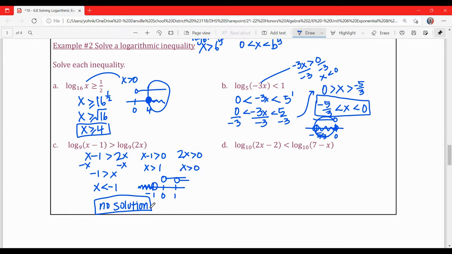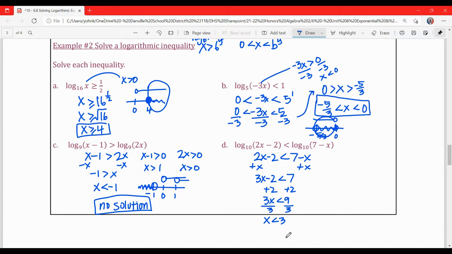If I look at letter D, log base 10 of 2x minus 2 is less than log base 10 of 7 minus x. Again, I have a log on both sides, so I can just say 2x minus 2 is less than 7 minus x. See, add x to both sides. That gives me 3x minus 2 is less than 7. Add 2. 3x is less than 9. Divide by 3. X is less than 3.